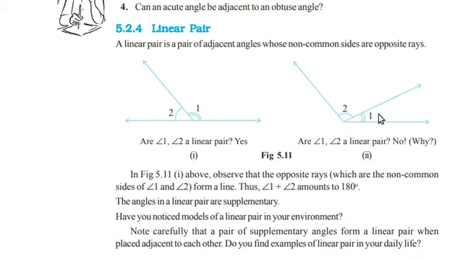Is this an example of a linear pair? No, because the non-common sides are not in the opposite direction. In simple terms, both non-common sides should make a straight line.